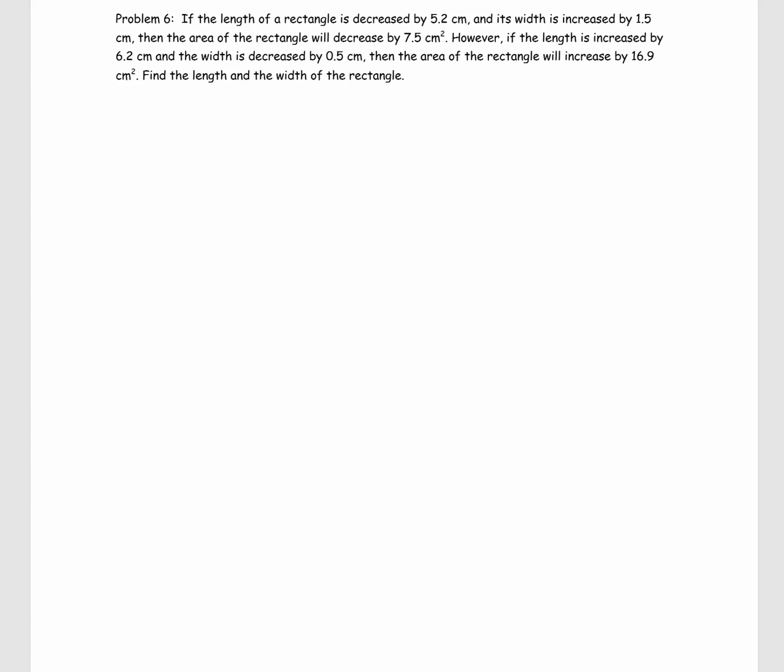So we know that our equation for the area of a rectangle can be written as A for the area equals L for the length times W for the width. Then we can come up with some other equations for what happens when the length and width change for this rectangle. So first one I'm going to write is if the length is decreased by 5.2 centimeters, I'm just going to leave the units out of these equations to make them easier to work with, but we'll remember that these units are there when we get the answers.